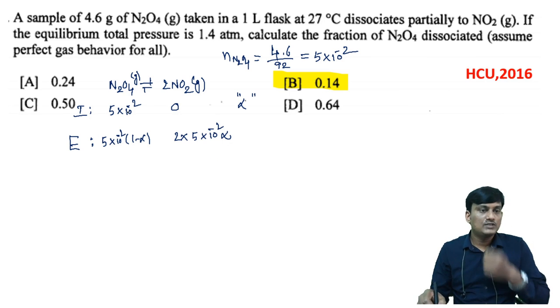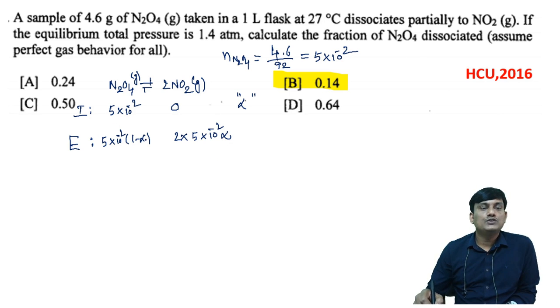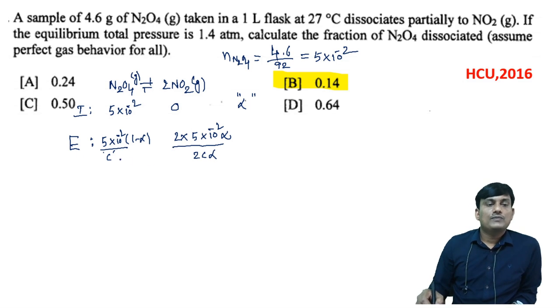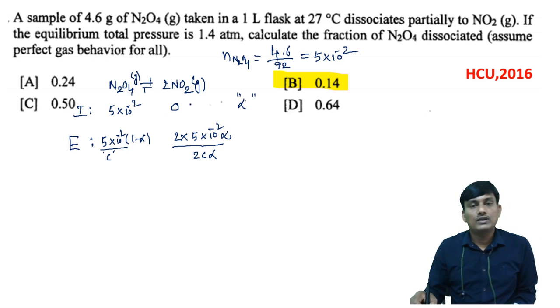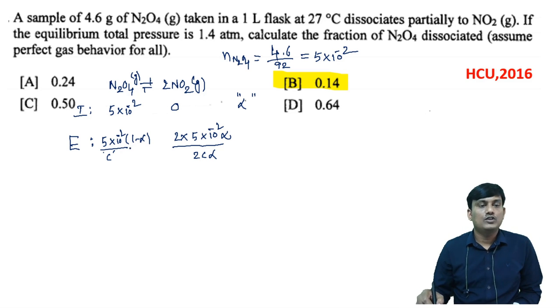Okay, let's take this 5 × 10^-2 as C. It will be C(1 - alpha) for N2O4, and this one is 2C alpha for NO2. Let us take this as the concentration. So this is the concentration of N2O4 and NO2 at equilibrium.